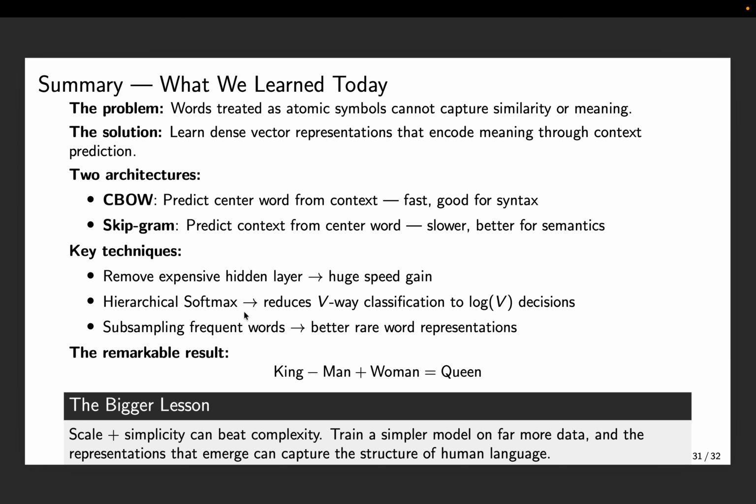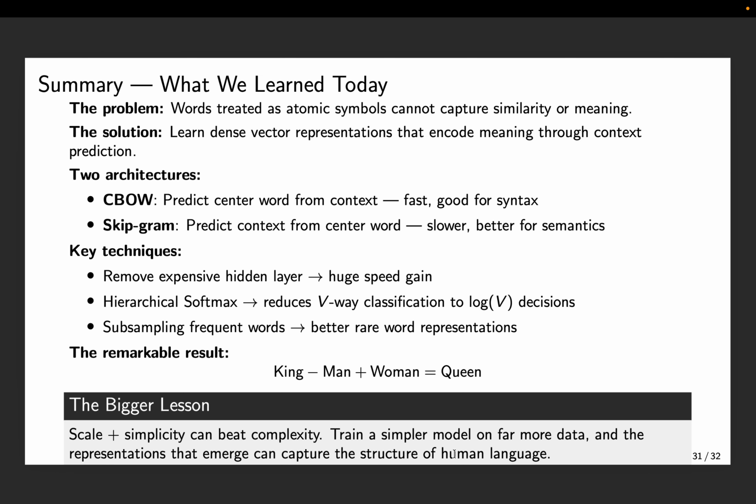Pointing to the results, it has remarkable results. These simple operations capture deep structure, like king minus man plus woman equals queen, and the others we have discussed. The bigger lesson from this paper, I think, is that you don't need complexity, you need scale. If you design a model that can be trained on orders of magnitude more data, the representation it learns will capture structure that more complex models trained on less data simply cannot discover.